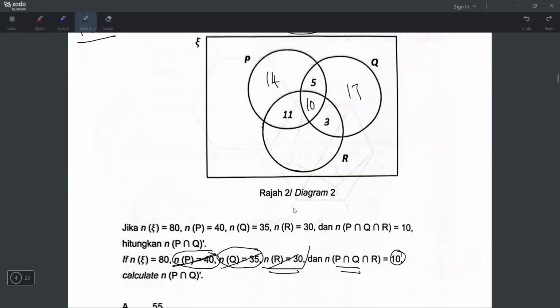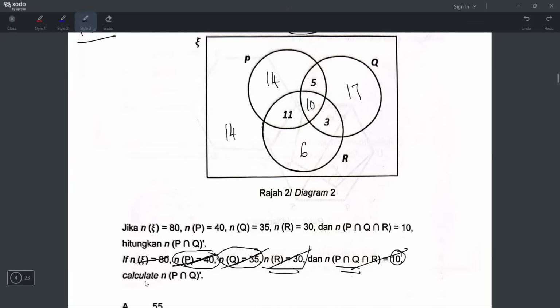Okay, now for the NR30, same thing. 30 minus 11 minus 10 minus 3, you will get 6. Okay, so this one done, this one done, this one done, this one also done. Okay, one more, the universal. Don't forget about this. Universal is the total for everyone. Okay, so what you can do, 80 minus all these numbers here. Minus 14, minus 5, minus 17, minus 11, minus 10, minus 3, minus 6, right? And you get 14. And the 14 is the number of elements outside here lah.